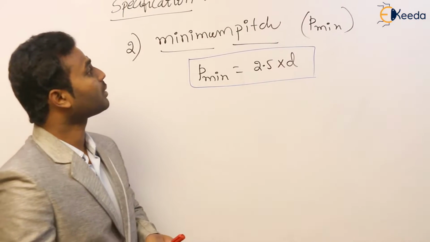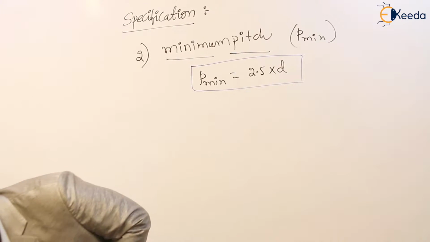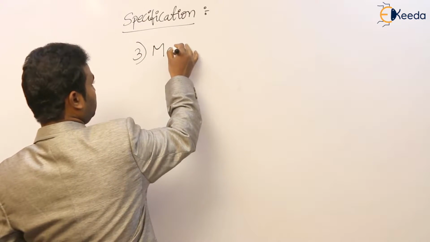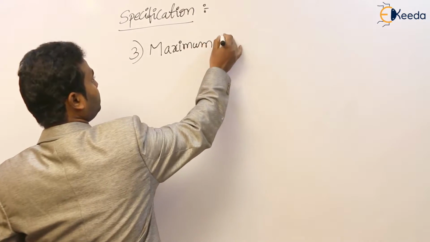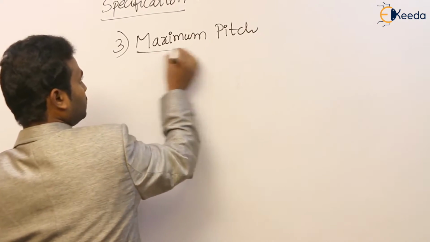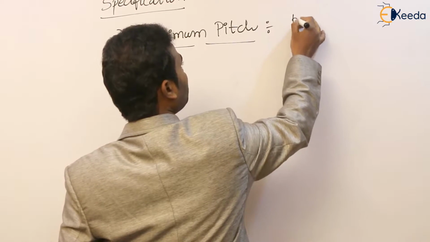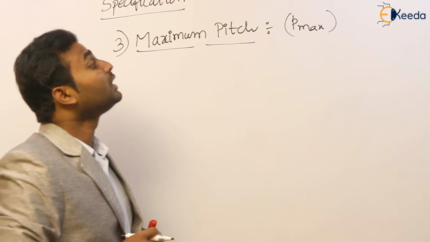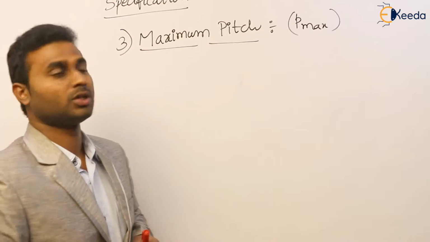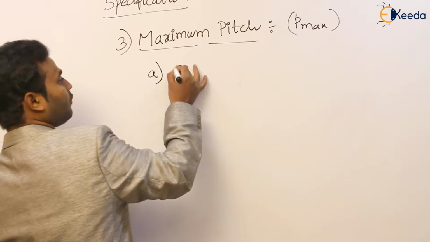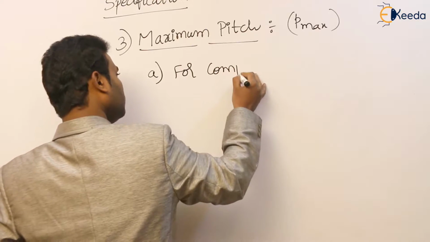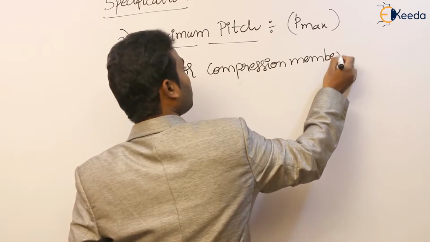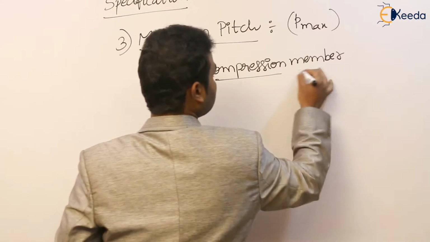After the minimum pitch, the next is the maximum pitch, which we represent with P max. The minimum pitch is the same for all the cases, but there exist some special cases for the maximum pitch. What are those special cases? Let us see the first: compression members. It means the members are going to take only compression.